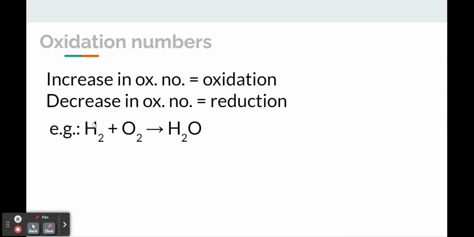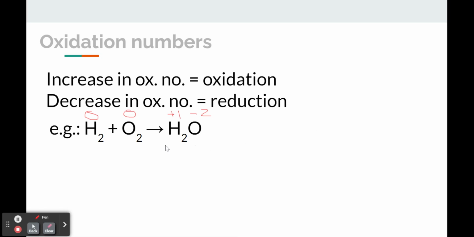So let's take a look at what's going on here. On the left-hand side, you have hydrogen, which is a lone element, a pure element. That has an oxidation number of 0. Oxygen also has an oxidation number of 0 because it's a pure element. In compounds, oxygen is usually -2, and hydrogen is usually +1. And that fits with our rule of adding up the oxidation numbers. 2 negatives plus 2 positives adds up to neutral, which is what water is.